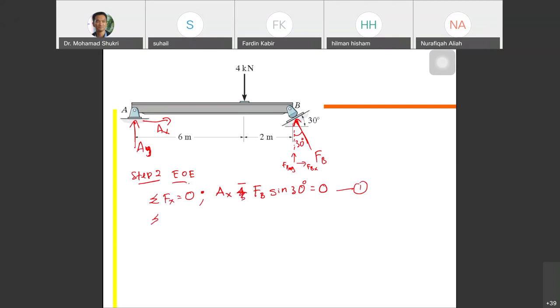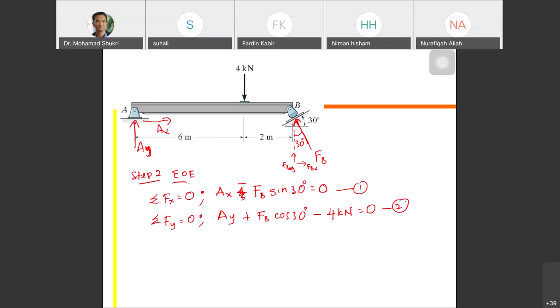And then summation of Fy is equal to zero. So you have Ay plus FB cos 30 degree minus 4 kilonewton is equal to zero. This one is equation number 2. All right. So equation number 3 is moment.